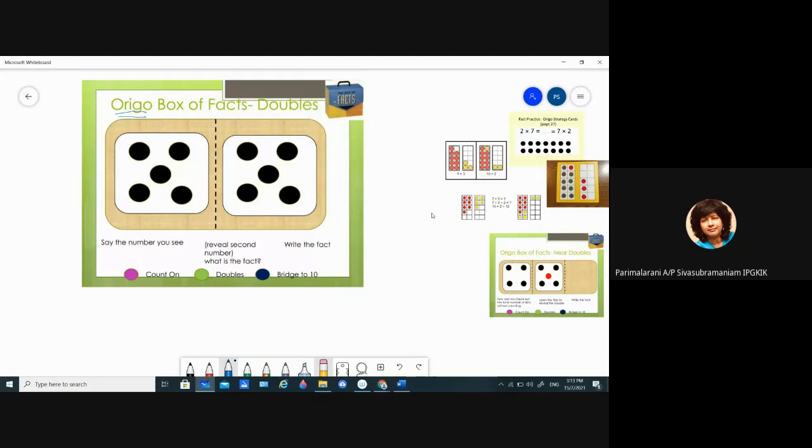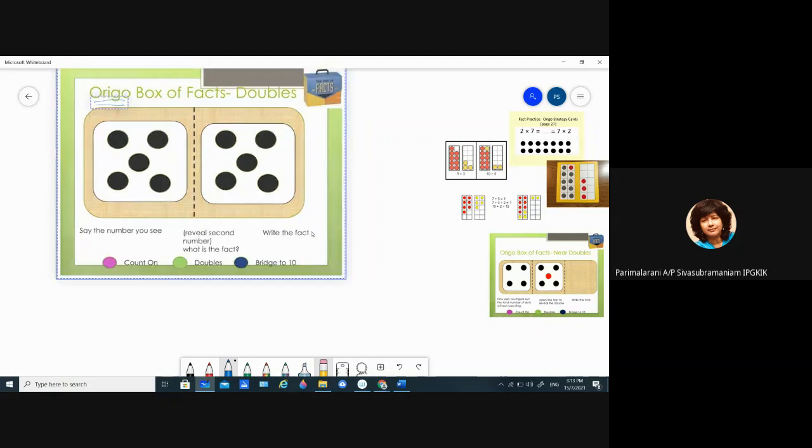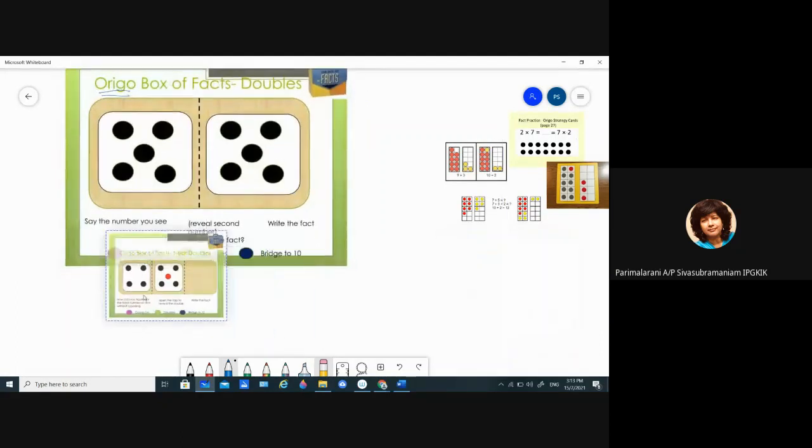Okay, so this is one example of a card that you can use to teach doubles. It's actually just a card like this, and you have 5, you can fold this card. So you can show them 5 first, and then you open the other side. So 5 plus 5, they must know 5 plus 5 is 10. This is for doubles.